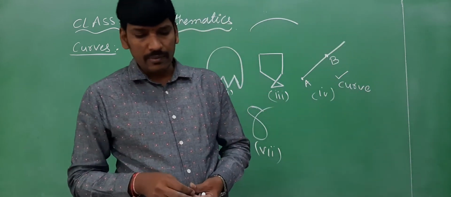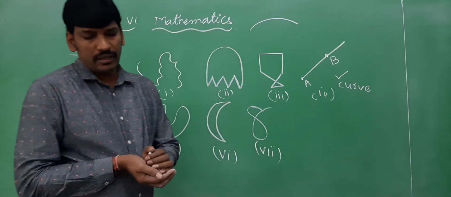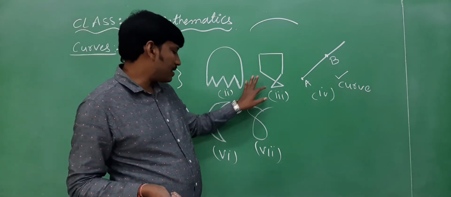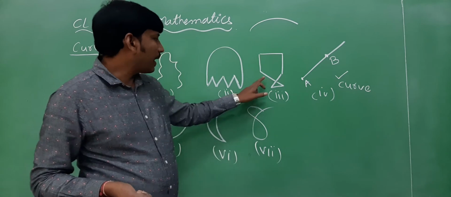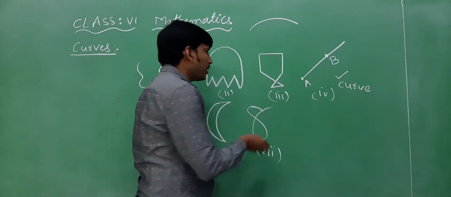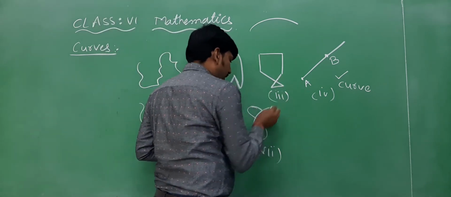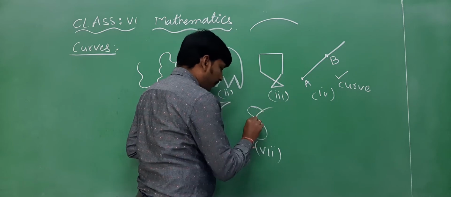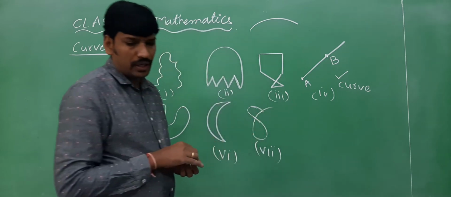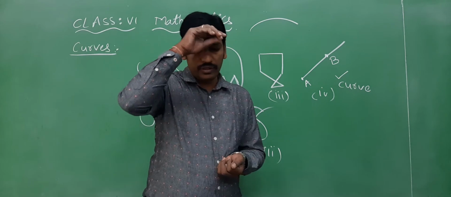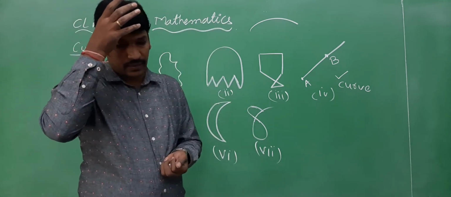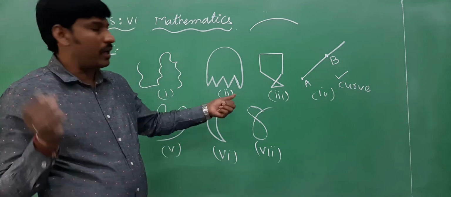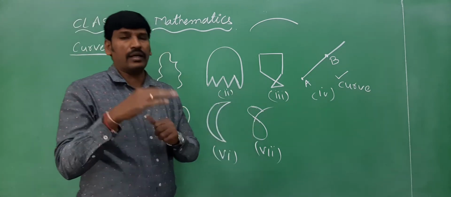Observe the curves, figure number 3 as well as 7. See here, in these two cases, the lines are crossed here, even here also. Now, what are these types called? These curves cross themselves, whereas these two are nothing but general curves only.